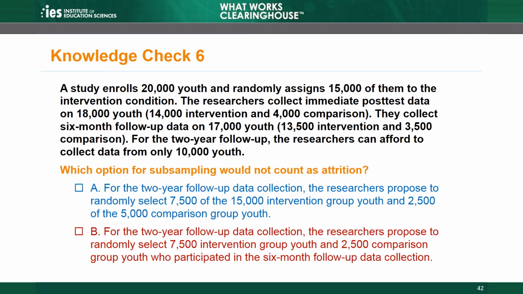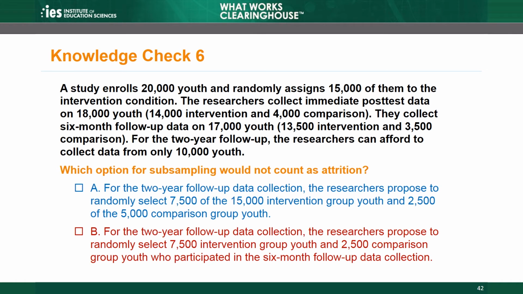The researchers propose to select a subsample from the initial randomized sample to follow up. The WWC would assess attrition at the 2-year follow-up time point relative to the 10,000 youth selected in the random subsample. Choice B is incorrect because the subsampling using this approach counts as attrition.